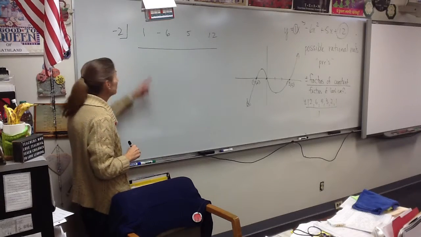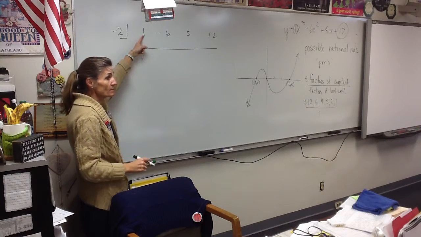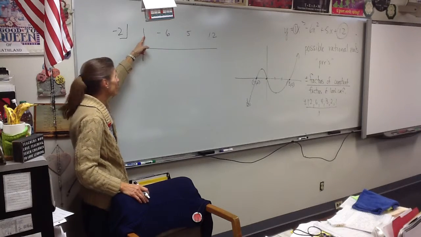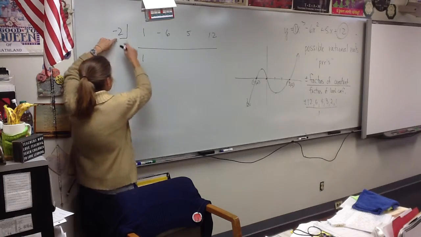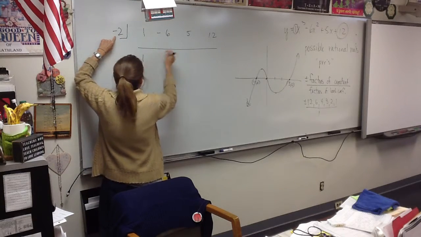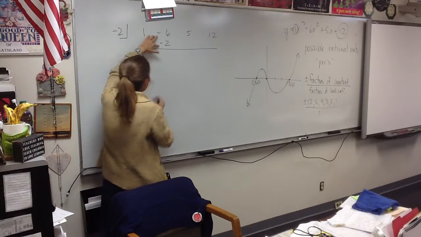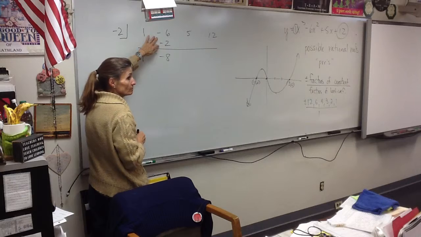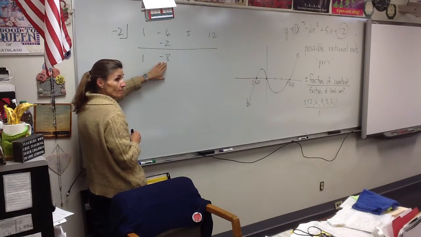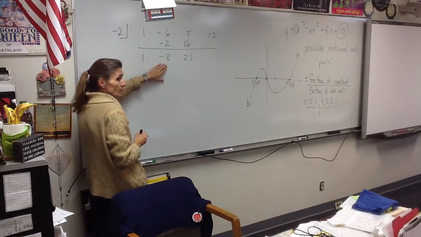And you remember what you do now? The 1 comes straight down. Always, always, always, whatever's in that position. And it may not be a 1 in every problem. It may be a 2 or a 5 or something. Bring it straight down. Then we multiply. -2 times 1, and we get -2. And then we add these. And then we multiply -2 times -8, and we add these. Uh-oh.